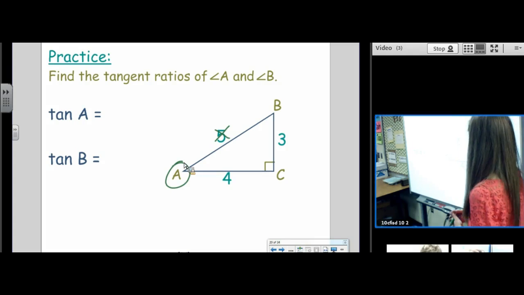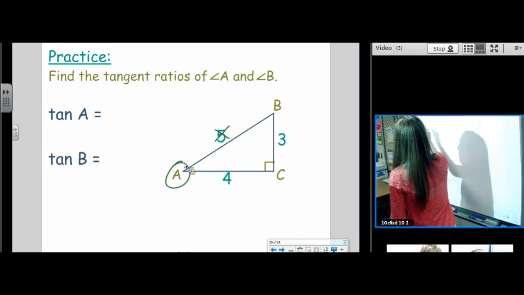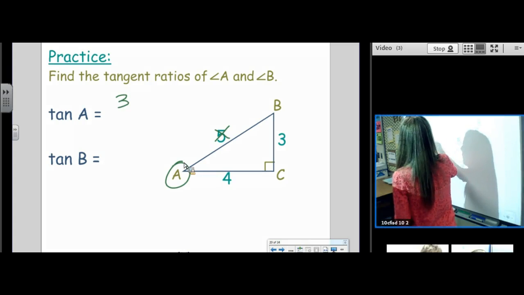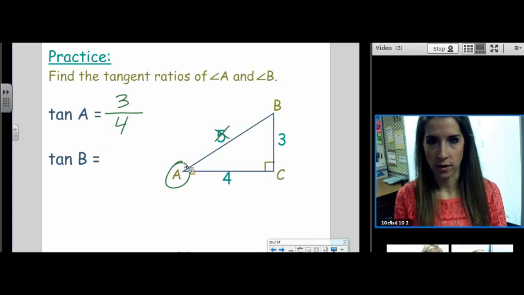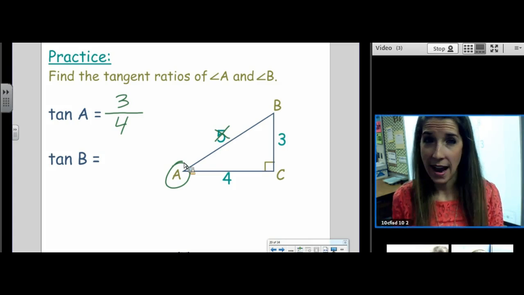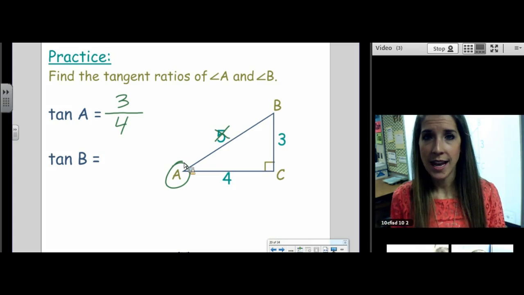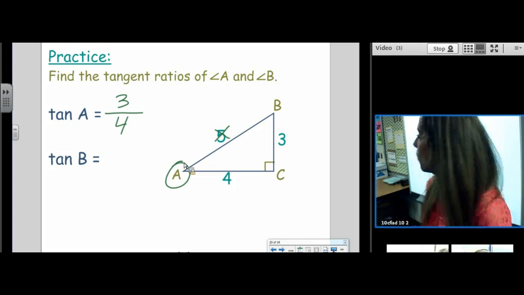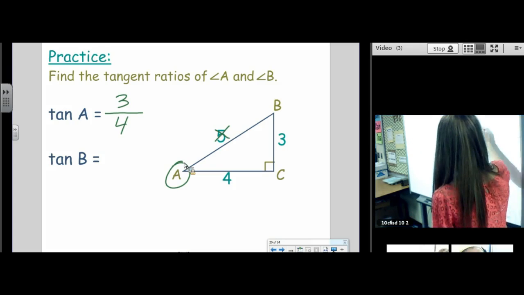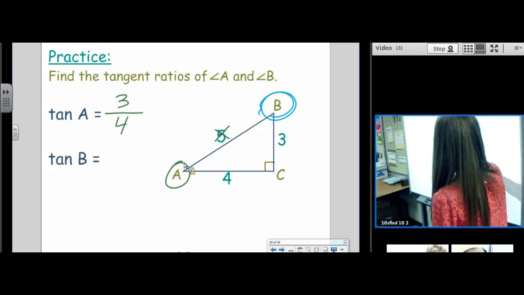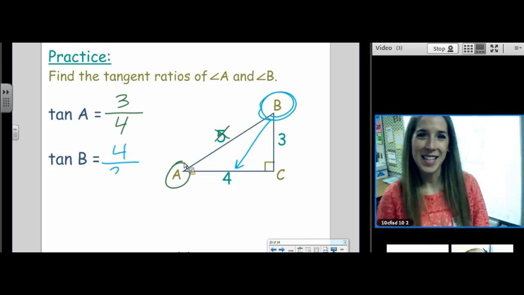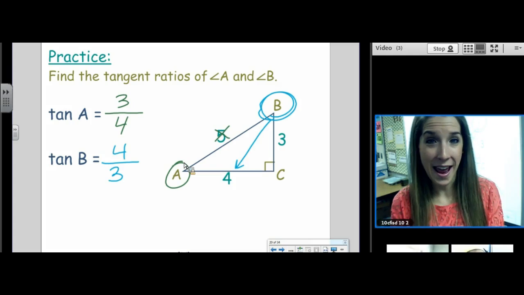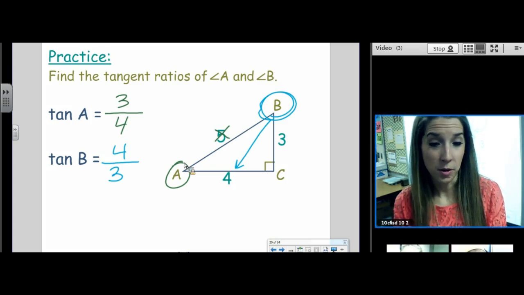Opposite over adjacent. So what is opposite angle A? Well, it's 3. What's adjacent to angle A? Well, it's 4. So the tangent of A is 3/4. We're not solving for A yet. That'll be later. What would the tangent of B be? If you were at B, what would be opposite you? Opposite over adjacent. So notice that the tangents of the two different acute angles are reciprocals. No, you don't put it in the calculator, not for these.